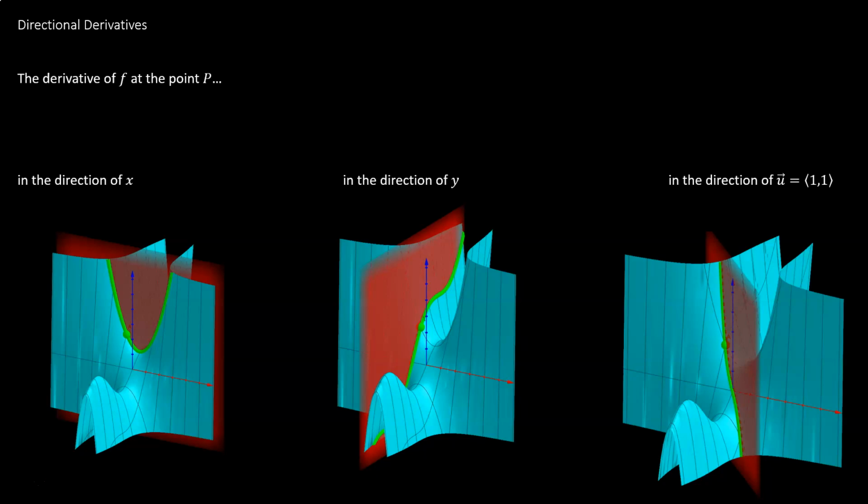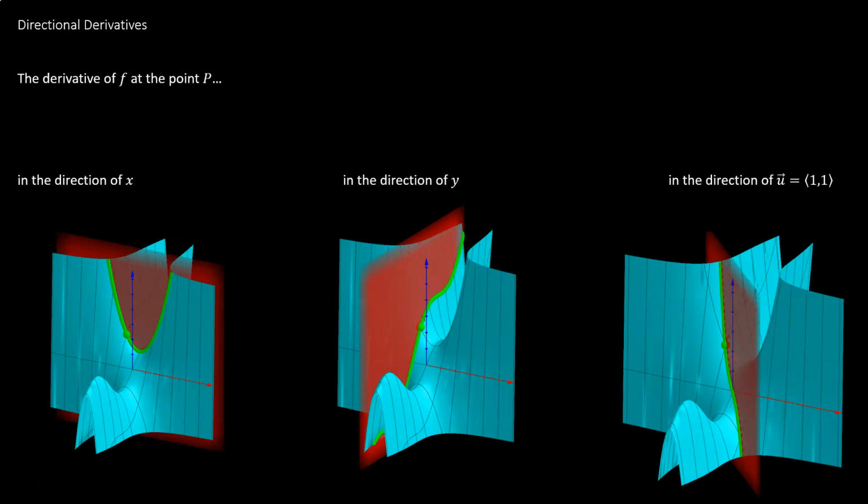So I have three different images here for you to look at. The one on the left is a partial derivative in the x direction, and we can see that the intersection of the surface and the plane y equals some constant generates this green curve. That curve is basically a Calc 1 problem where we are looking at the rate of change along the intersection of the surface and the plane. And we can see that we're measuring change only in the x direction.